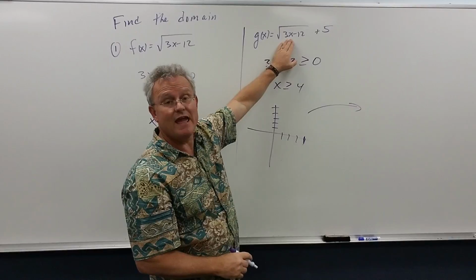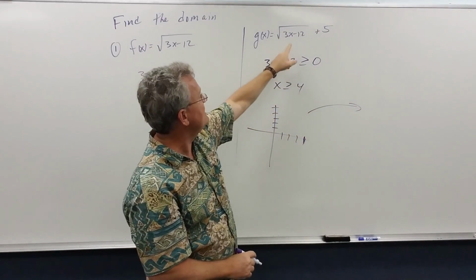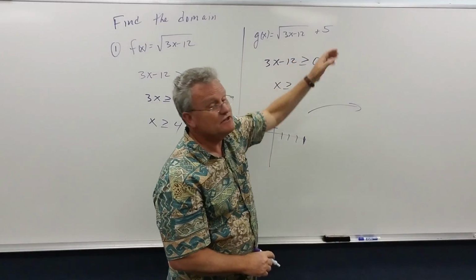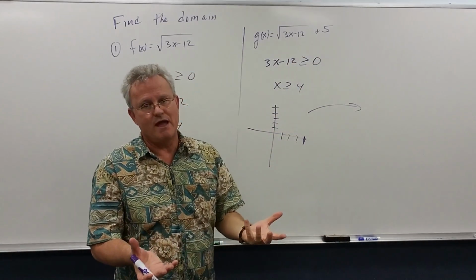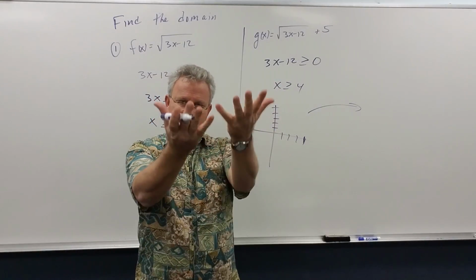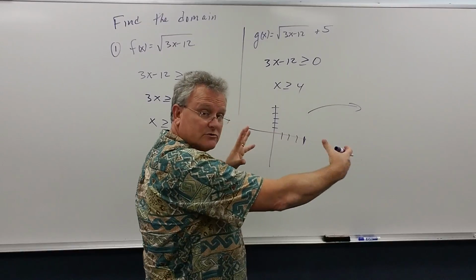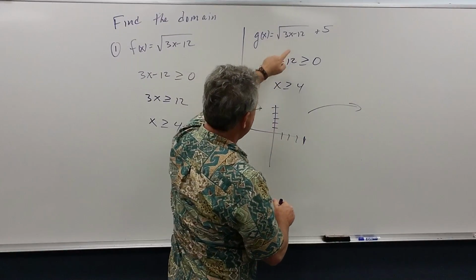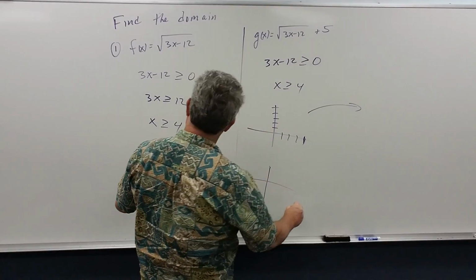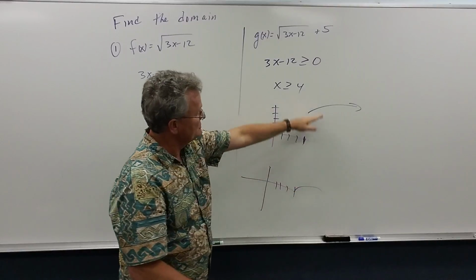So for the domain, the x value of the graph starts at the same place. It's just that the graph is shifted up 5. So this doesn't affect the domain at all, because it's just shifting our graph up and down, and the domain is about x values, not y. And we can see that when we compare the graph of this to the graph of this. It's just shifted up.